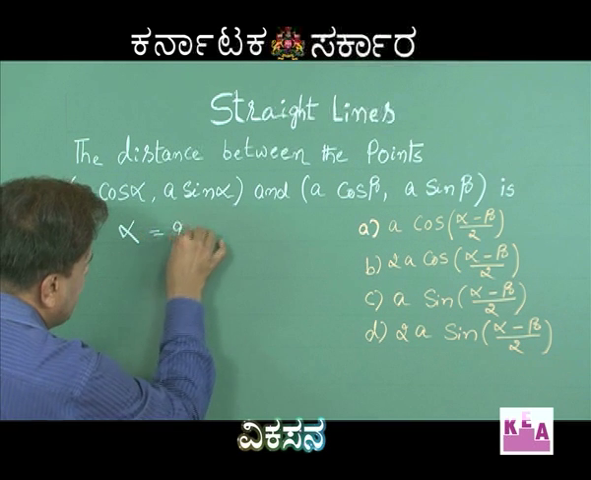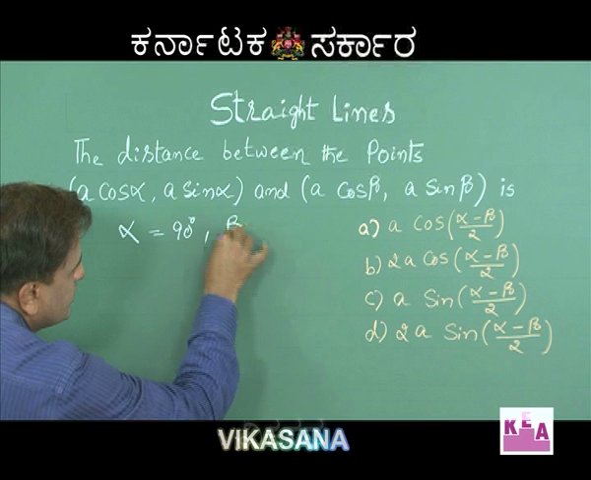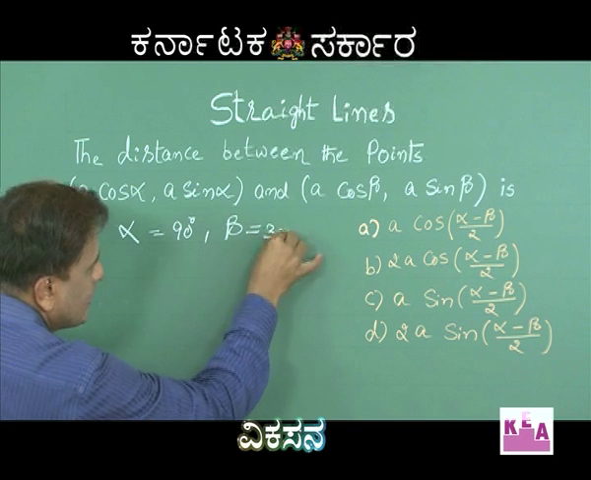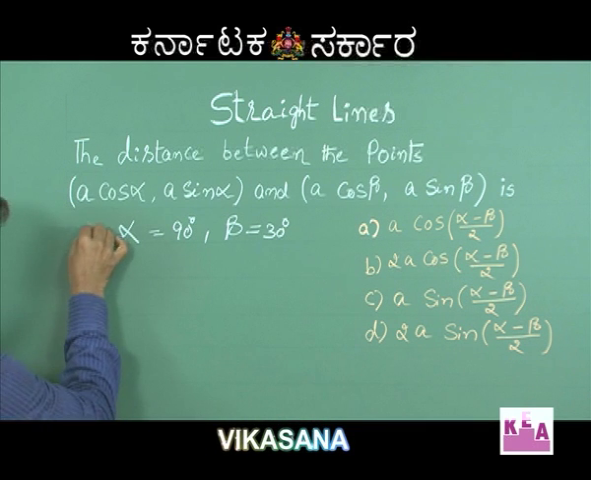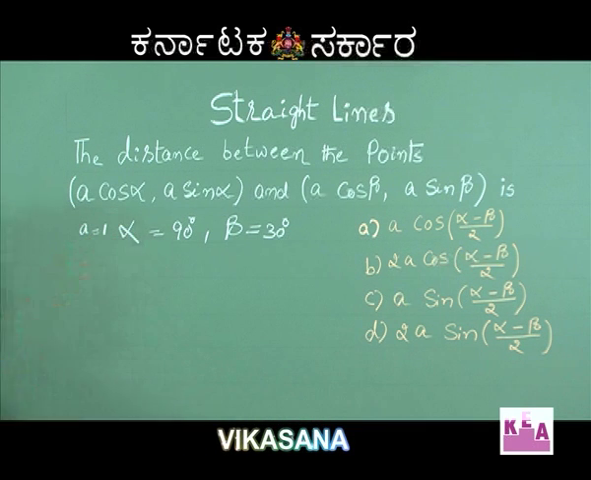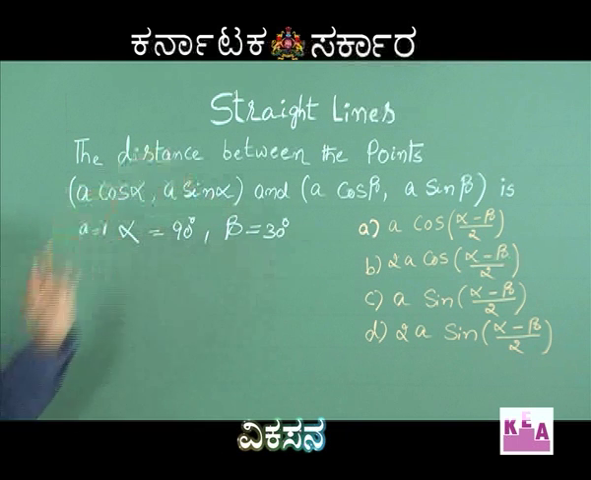In this, taking alpha equal to 90 degrees, beta equal to 30 degrees, and taking A equal to 1. So substituting all these values in the given points, what happened?